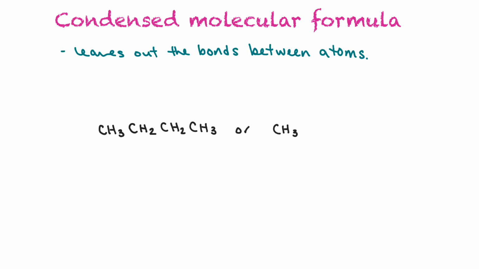So CH3, the end carbons always have 3 hydrogens, and then brackets CH2, and there's 2 of those, so subscript 2, and then CH3. That's if you're really, really lazy. If you're drawing decane, for instance, with 10 carbons, I would see why you might want to use the one on the right, because then you could just say CH3 and then CH2 in brackets with an 8 subscript and then CH3 at the other end.